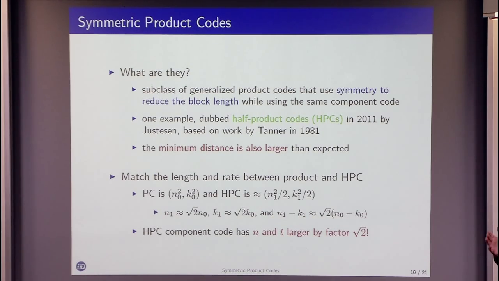All right, so what are we calling symmetric product codes? We're taking the subclass of generalized product codes where we use symmetry to reduce the block length and dimension while keeping the same component code. So that's the general concept.